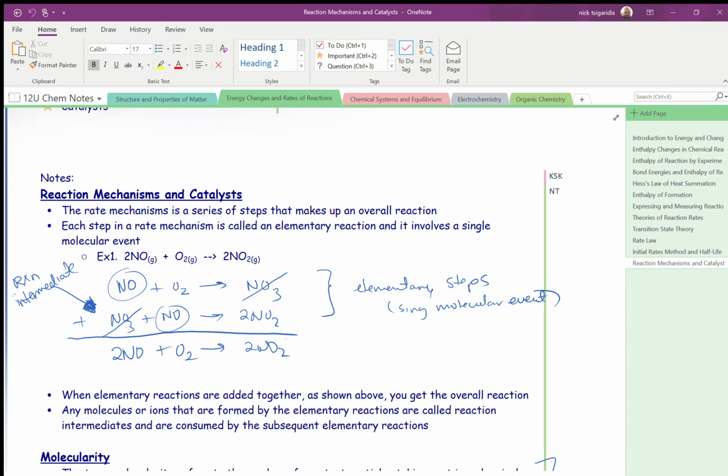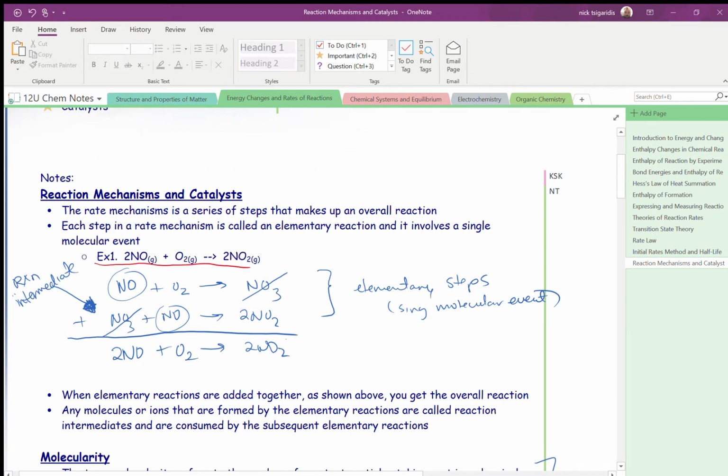So a rate mechanism is a series of steps that makes up the overall reaction. Each particular step in this grouping of steps, this rate mechanism, is called an elementary reaction, and they involve single molecular events, so a single bond breaking, something along those lines, just a single molecular event. So let's take a look at the first equation there under example number 1.